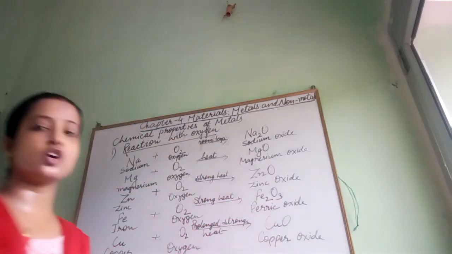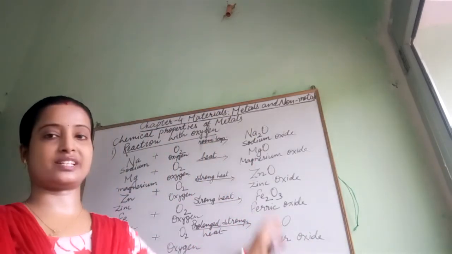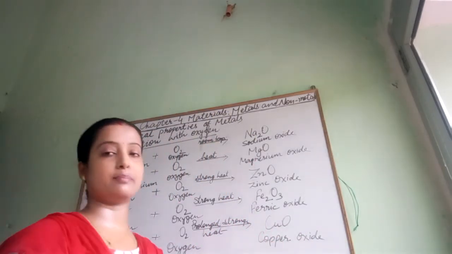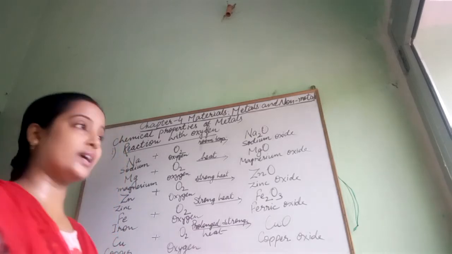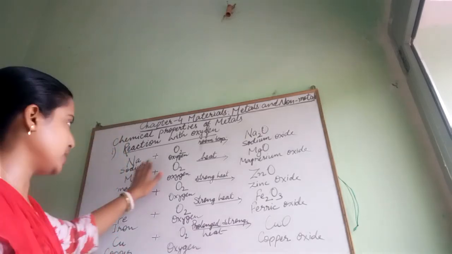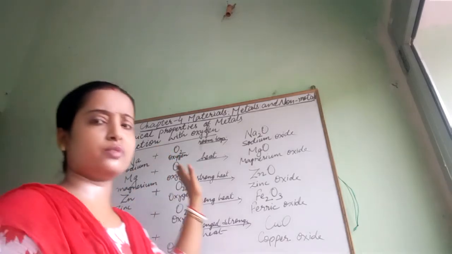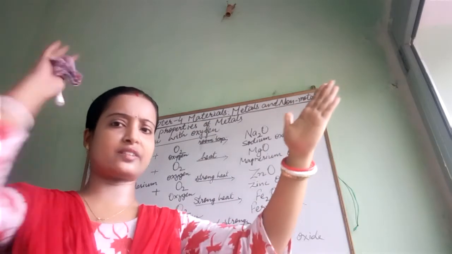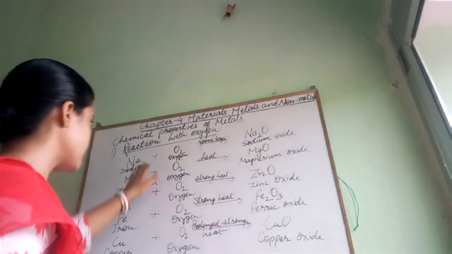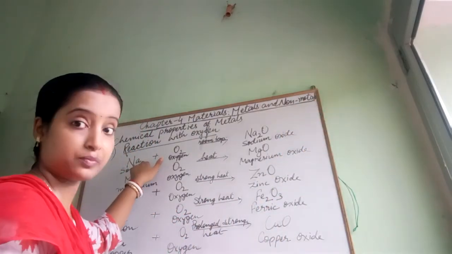Okay, so these all are the products of these reactions. So now let's start with the balancing of equation. First of all, in balancing the equation, we will first see the left hand side and the right hand side. First we will see in the left hand side Na, meaning sodium.